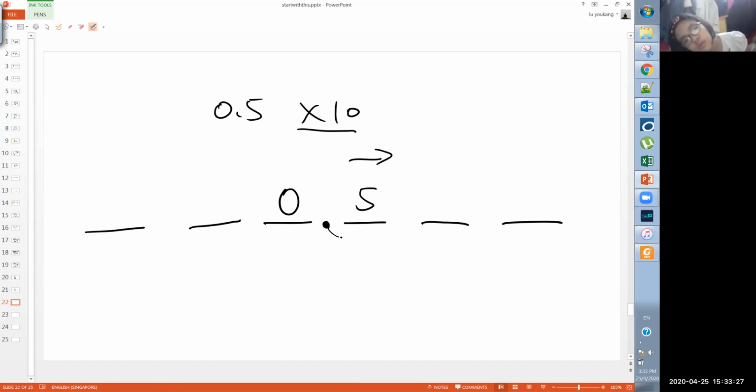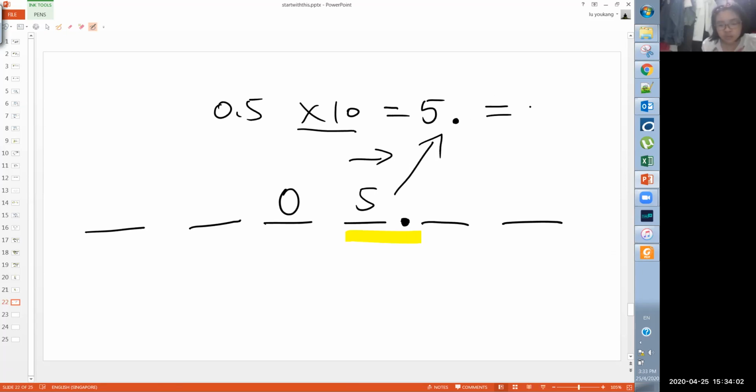So you just go by one place. So that means your dot becomes here already. So no longer here, then just erase. Right? So done. So what's the answer? It's 5 dot, right? Can you see 5 dot? The same thing, 5 dot. So 5 dot is also equal to 5.